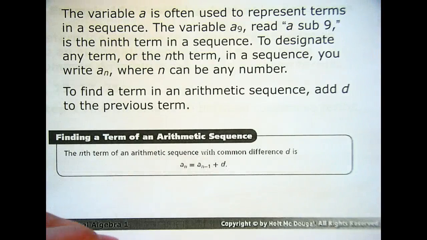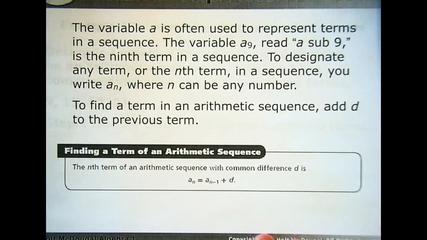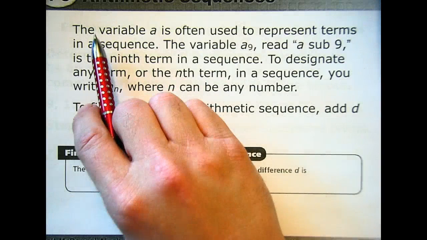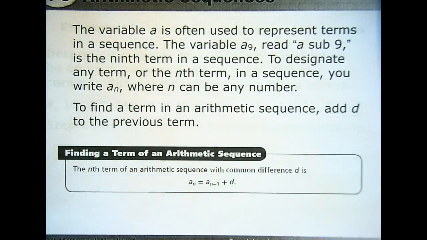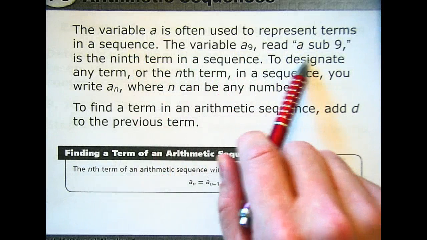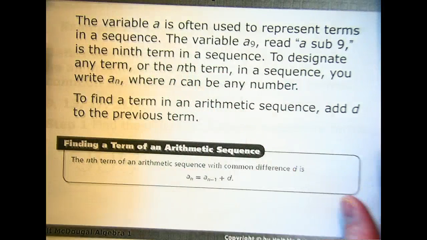Moving on. We've defined all of our variables. With the arithmetic sequence, you could subtract the same number each time. That's a good question. That just means you're adding a negative. The variable A is often used to represent the terms in a sequence. For instance, A sub 9 is the 9th term. We talked about that just a few minutes ago, right?